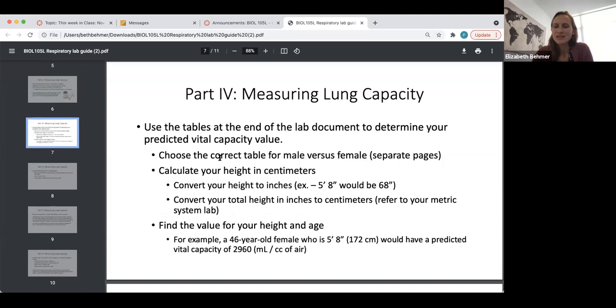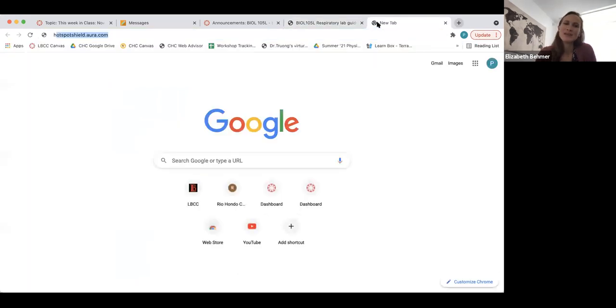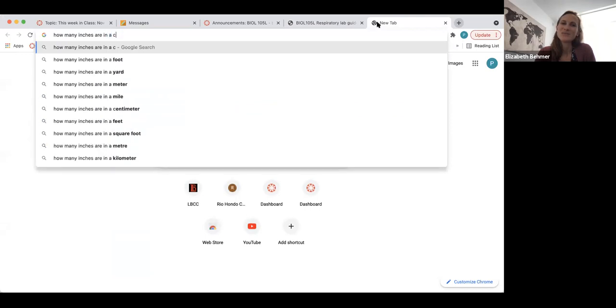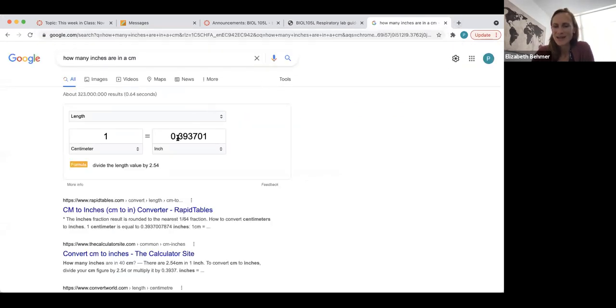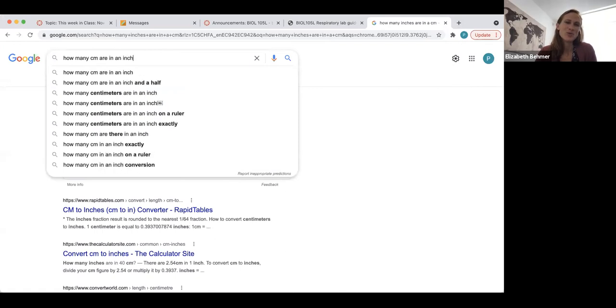Measuring lung capacity, you'll then use the tables at the end of the lab document to determine your predicted vital capacity value. And you'll choose the correct table for a male or a female, and you'll calculate your height in centimeters. So you'll need to convert to inches first. For example, I'm 5'8", so 5'8" would be 68 inches, and then you need to convert your height in inches to centimeters. You need to refer to your metric system lab. There's 0.39 inches in a centimeter, and if we go a little bit differently, how many centimeters are in an inch? I think it's 2.54.